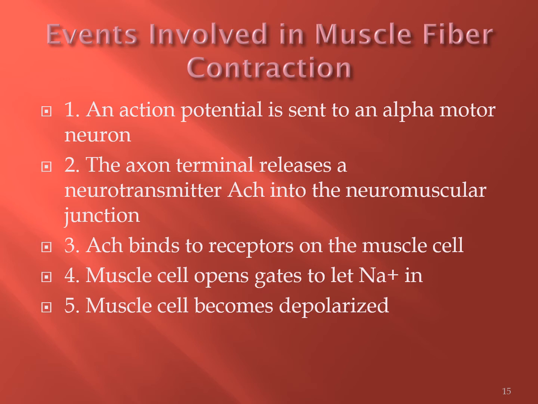Again, the neuromuscular junction is a place where the neuron and the muscle meet, but they don't actually physically touch. So the axon terminal will release acetylcholine in little packets into this gap between the neuron and the muscle cell. Acetylcholine runs around in this gap and binds to receptors on the muscle cell wall. Once acetylcholine binds, the muscle cell has gates that open and sodium comes into the muscle cell. As sodium comes in, the muscle becomes depolarized, or excited, or stimulated.